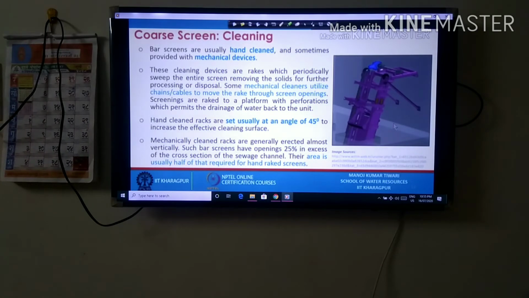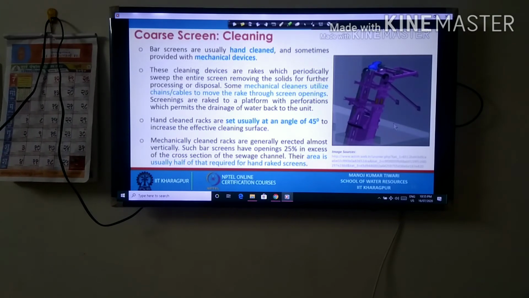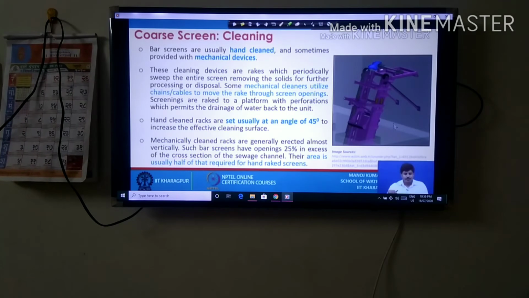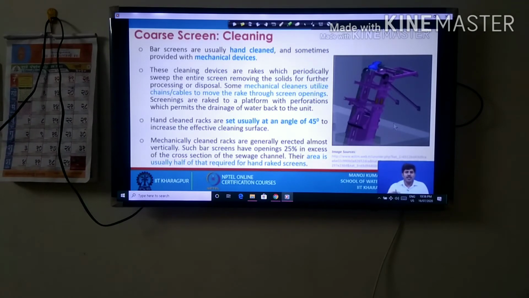Okay. So bar screens are usually hand cleaned and sometimes provided with mechanical devices for cleaning, depending on the size of the plant. For small plants, hand cleaning is good, but for very large plants, many times mechanical devices are preferred for cleaning purposes. So these cleaning devices are racks which periodically sweep the entire screen, removing the solids for further processing or disposal. So the entire screen will be taken out, okay, and it is cleaned, and then it is placed back. There are mechanical cleaners which utilize chains or cables to move the rack through these screen openings.